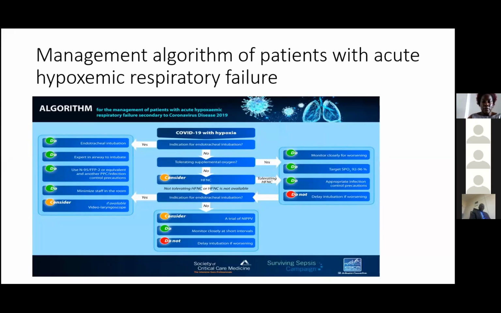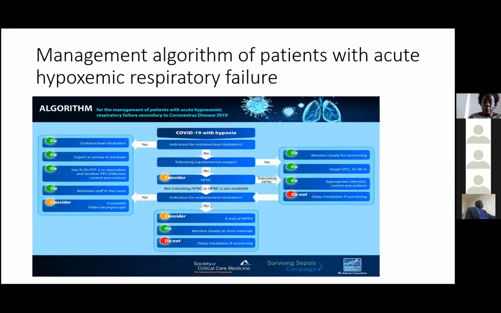So away from those patients who require intubation, the patients who are on supplemental oxygen, continuous monitoring, targeting SATs, avoiding hypoxemia and hyperoxia, and of course you continue infection control precautions. And those who are noted to be worsening, please do not delay intubation. There are those patients who will have mild work of breathing, but they're hypoxemic on low flow oxygen cannulation.